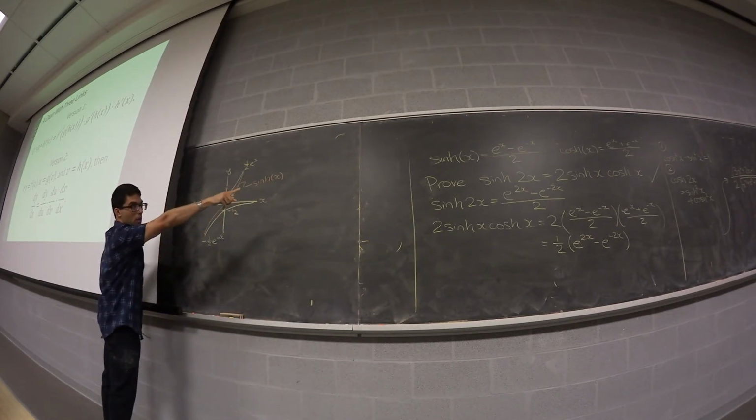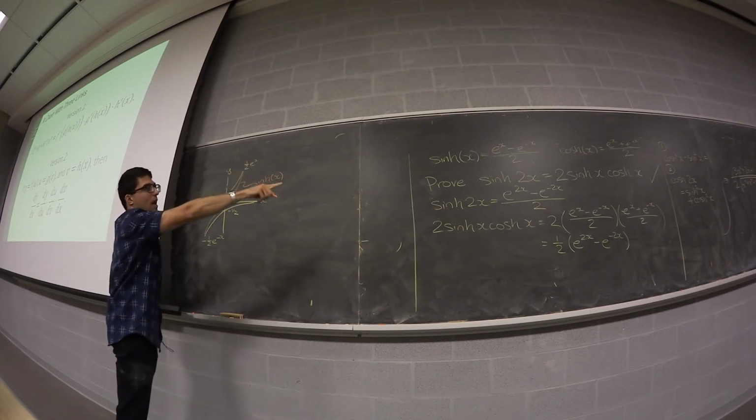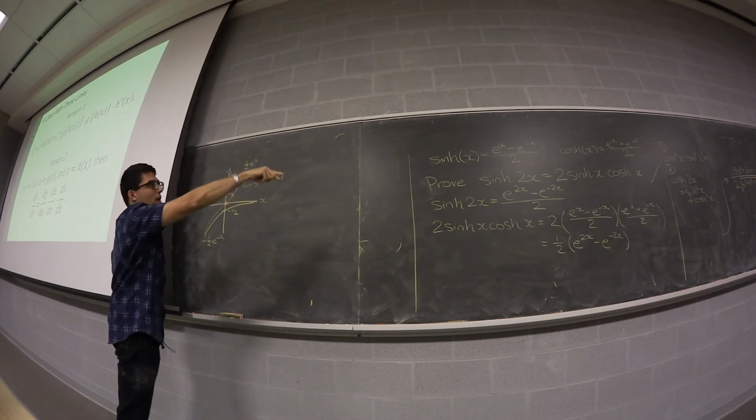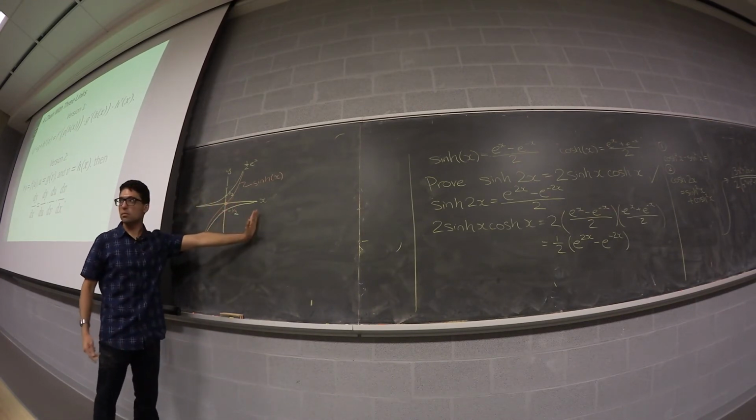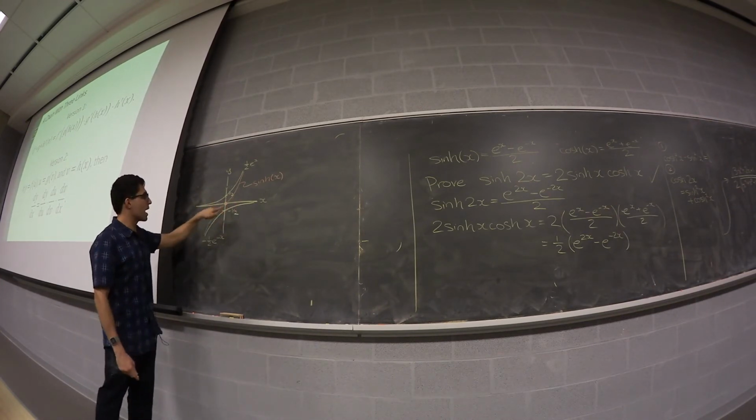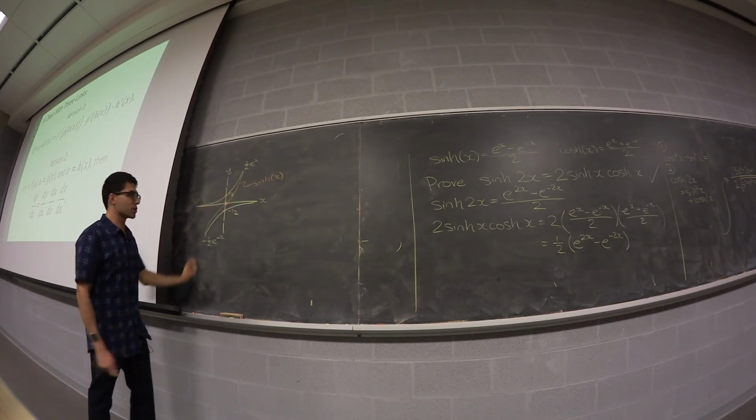Okay, what did I do? Sinh is equal to 1/2 e to the x minus 1/2 e to the minus x. So I can just add those guys graphically. Okay? So at every point, I add this value to this value to get the value of the orange guy.